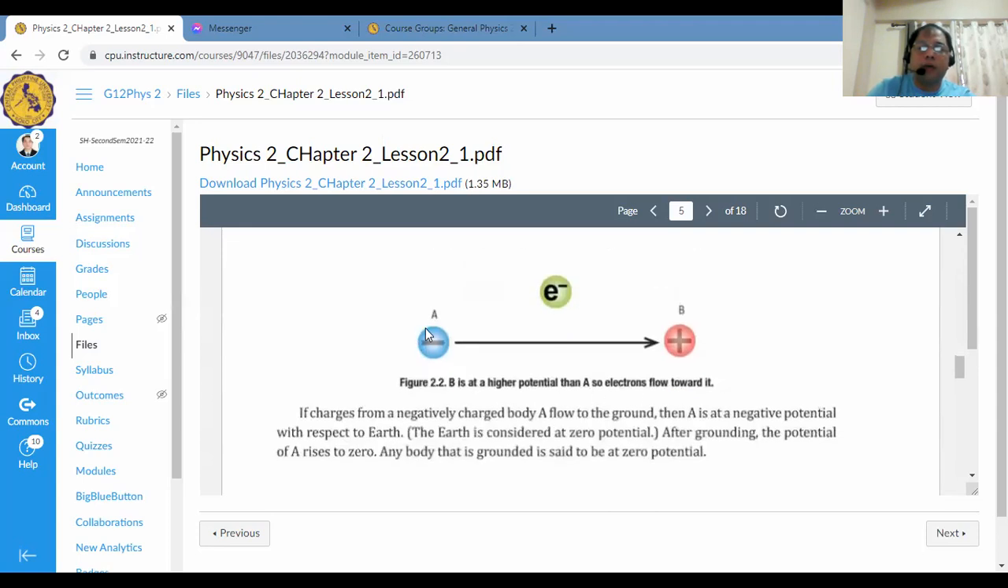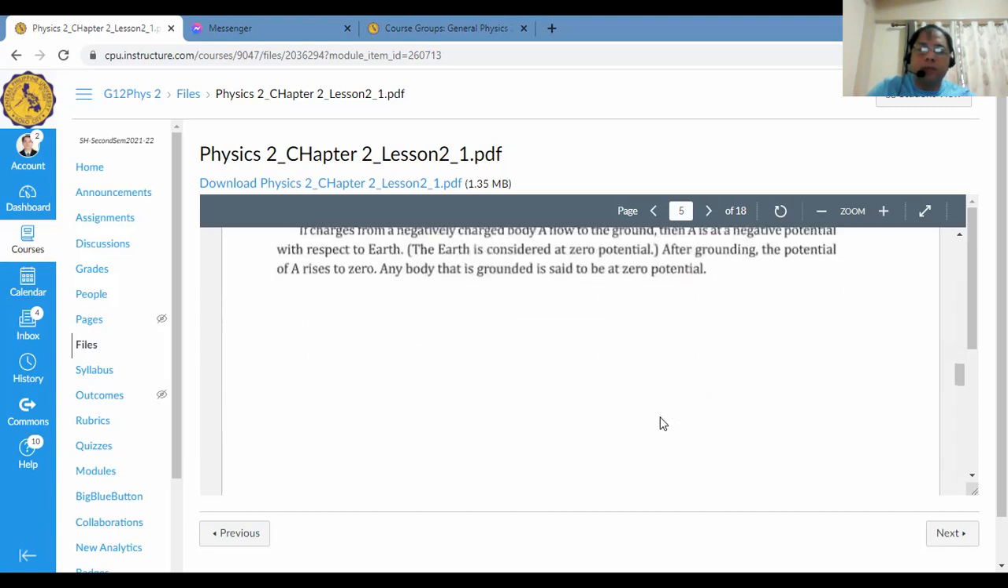So here is our negative charge A. Its natural tendency is to move towards a positive charge. So A could be considered a point of lower potential, and B a region of higher potential, and that is its natural flow. Okay, so it could never be the other way around. So again, the ability of this charge to move is dependent on the potential of the two given points.